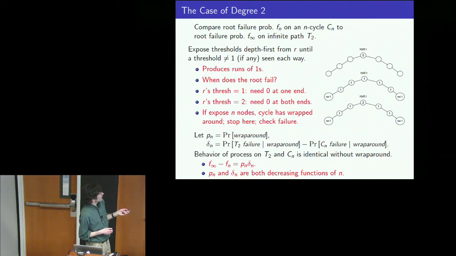So if the root has a label of 0, I expose the root. I look at it. It has a 0, it's over. It failed. And it failed both in the cycle and in the infinite path.